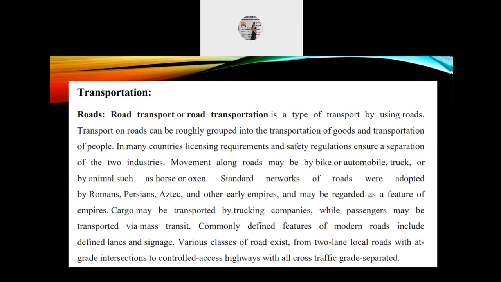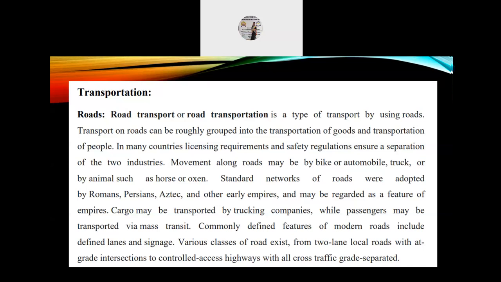The next topic is transportation. The first one is roads. Road transport or road transportation is the type of transport by using roads. Transport on roads can be roughly grouped into the transportation of goods and transportation of people. In many countries, licensing requirements and safety regulations ensure a separation of the two industries.